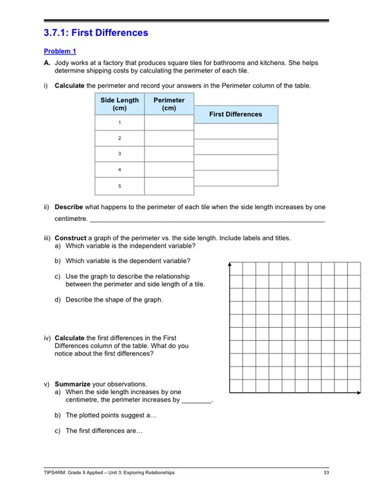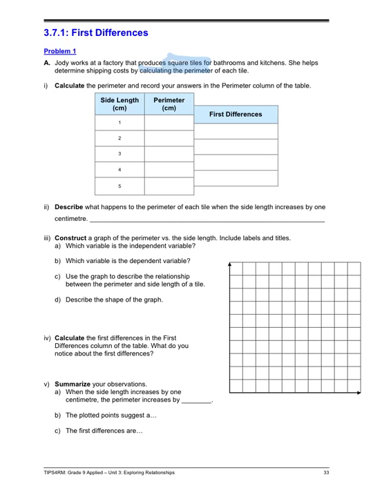So, starting off, here we see 3.7.1 first differences, problem number 1. This is our lesson sheet, and this is the first example that we're going to work through together. We'll start by reading over the actual instructions. A. Jody works at a factory that produces square tiles for bathrooms and kitchens. She helps determine shipping costs by calculating the perimeter of each tile. So the information in this question is that we are making square tiles. The shape is going to be important. And we're also calculating the perimeter. Okay, so we're looking at the perimeter of square tiles.